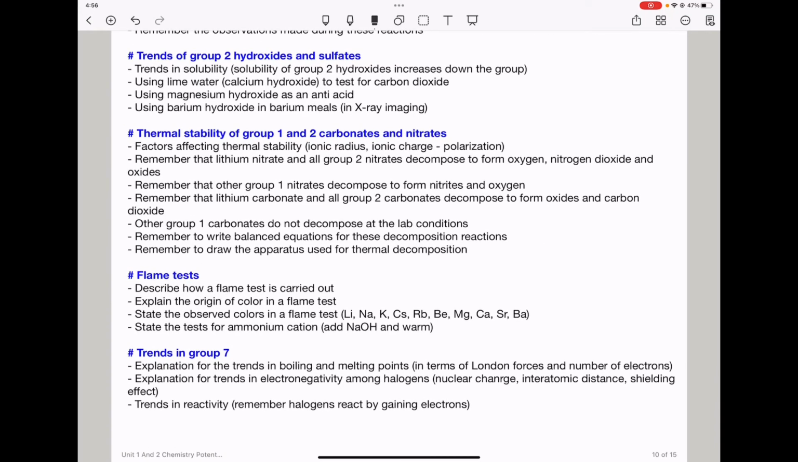You need to remember the observed color in a flame test with lithium cation, sodium cation, potassium cation, cesium, rubidium, beryllium, magnesium, calcium, strontium, as well as barium ions. You need to state the test for ammonium cation.